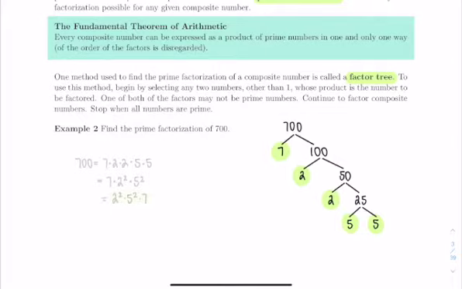So just compiling all this together, 700 is equal to 7 times 2 times 2 times 5 times 5. But we can simplify this with our exponents. And so this is 7 times 2 squared times 5 squared. A lot of times we will write this in increasing order. So we would just write 2 squared times 5 squared times 7.